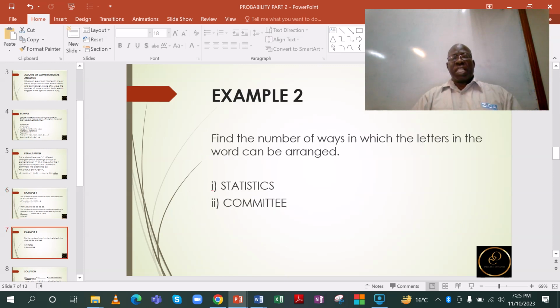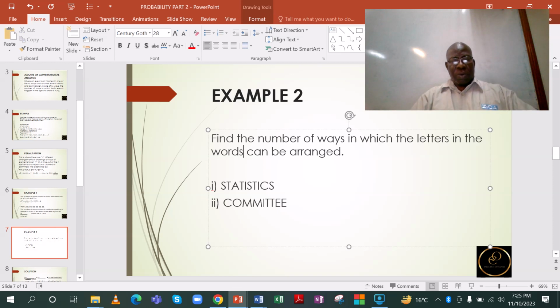For instance, find the number of ways in which the letters in the word can be arranged. We have statistics and the committee. So we want to see for statistics, what are the identical letters? We have S. How many S do we have? We have 1, 2, 3.